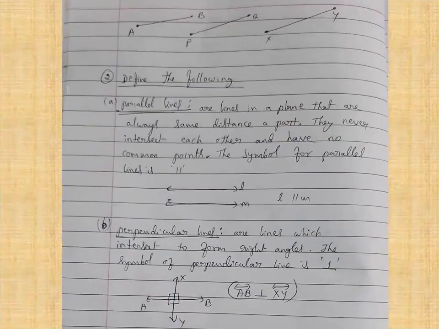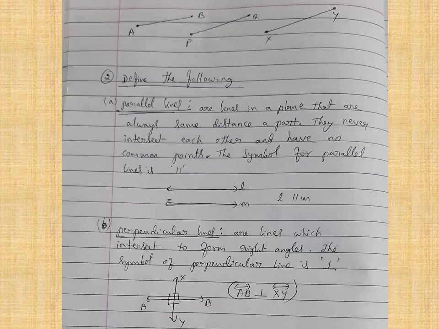Define the following. First one is parallel lines. Parallel lines are lines in a plane that are always the same distance apart. They never intersect each other and have no common points. The symbol for parallel lines is two vertical lines, and it represents parallel lines. The best example is railway track and the ladder.